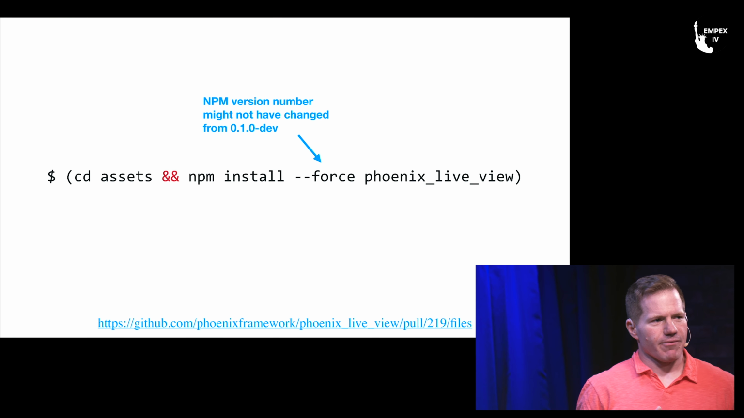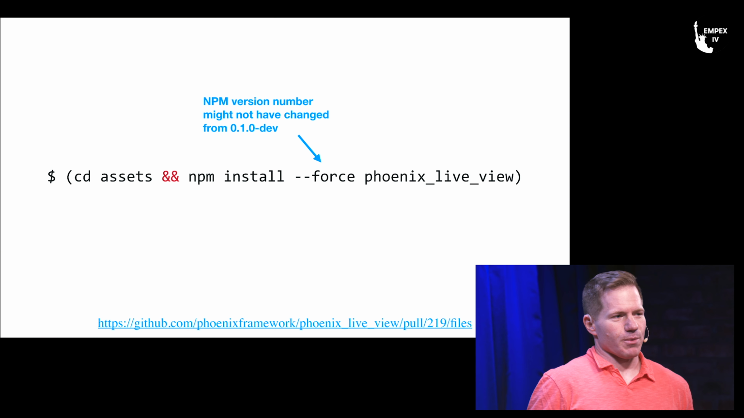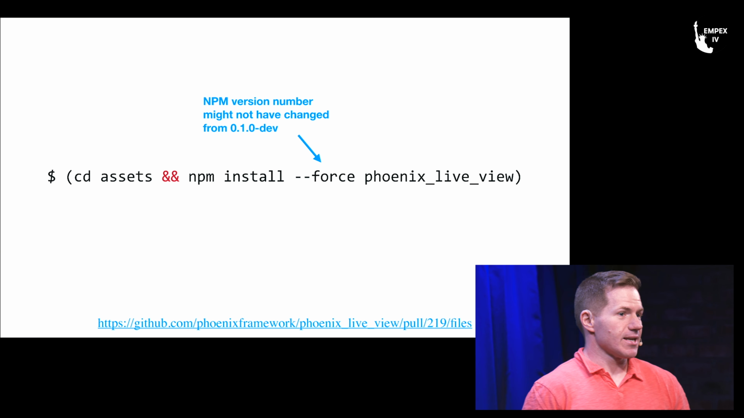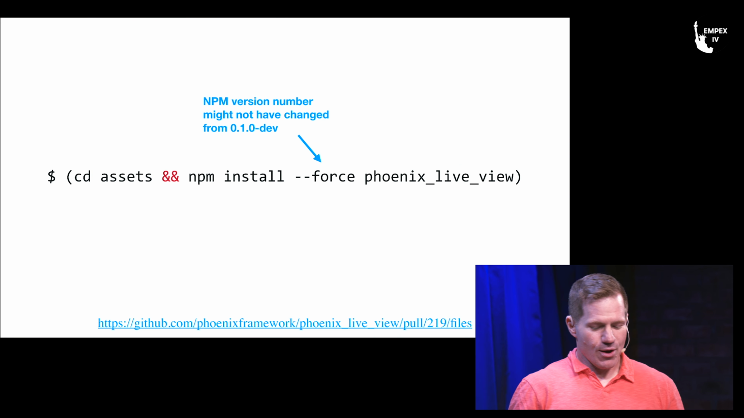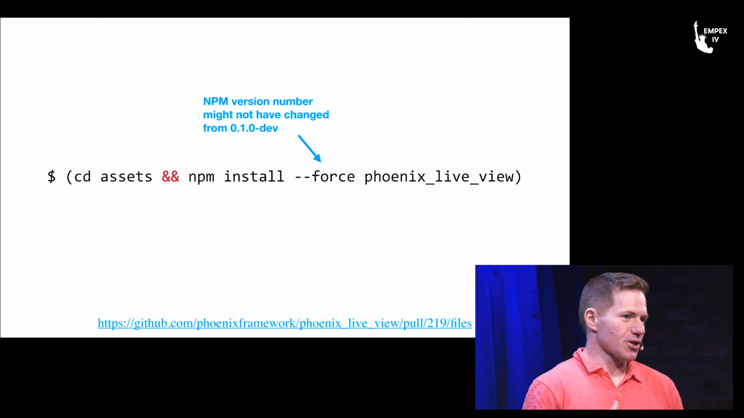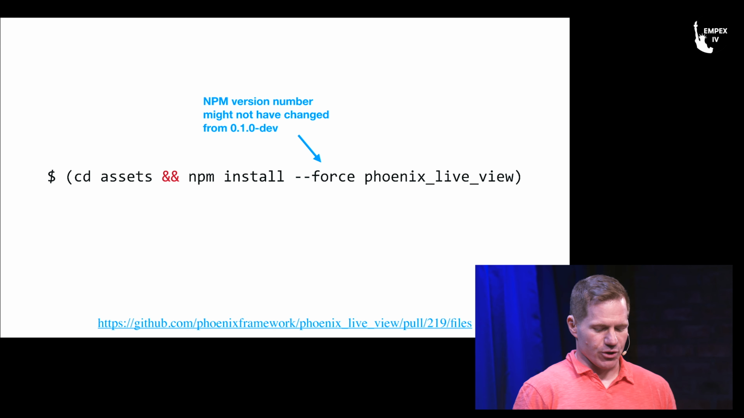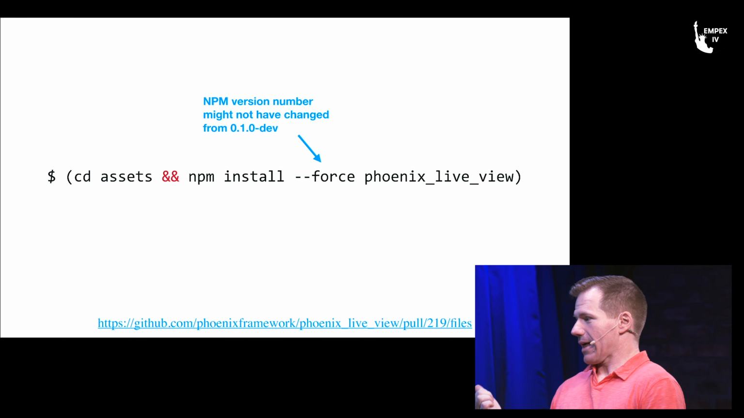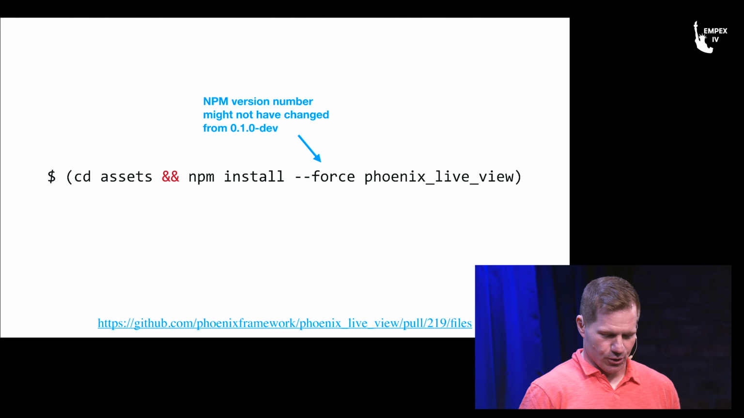I don't use NPM very often except to get JavaScript for my Phoenix applications. Phoenix LiveView version numbering is not changing right now. It's 0.1.0 dev. Force the upgrade, otherwise you're not going to get the latest code and you're going to wonder why all the features aren't available. And this came into a pull request against the documentation saying, maybe add this so others don't have that same issue.